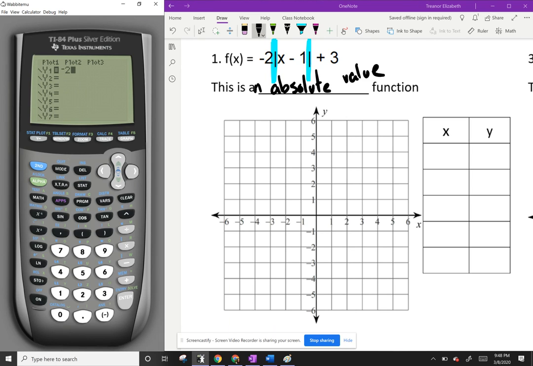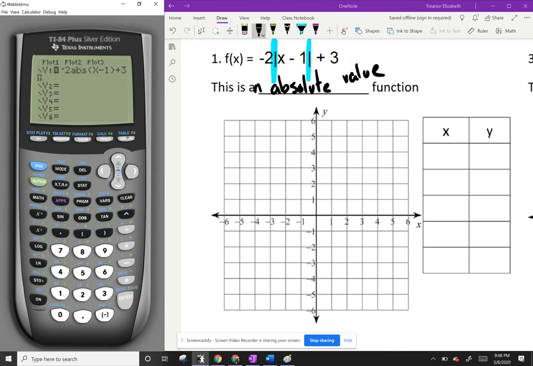You're going to find that by pressing the math button underneath alpha. You're going to press the right arrow and go to num or number. And then you're going to choose option number 1, ABS, for absolute value. X minus 1, close parentheses, plus 3.